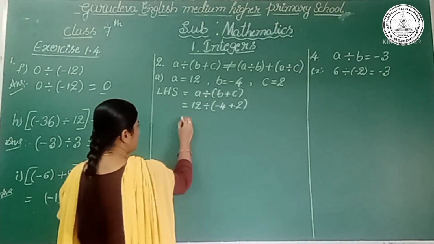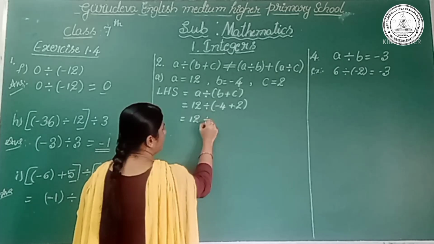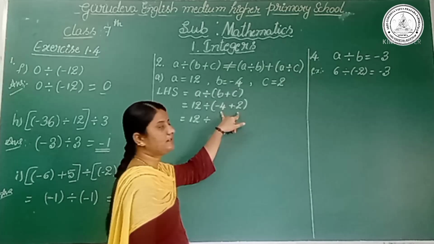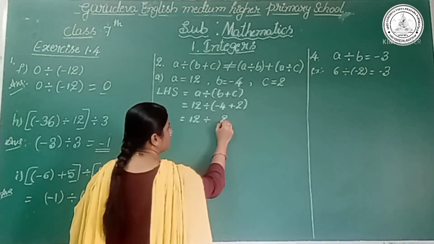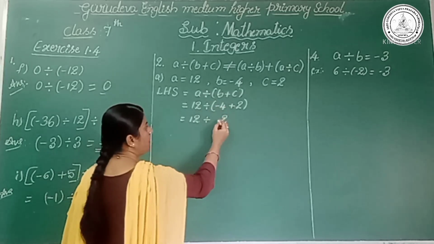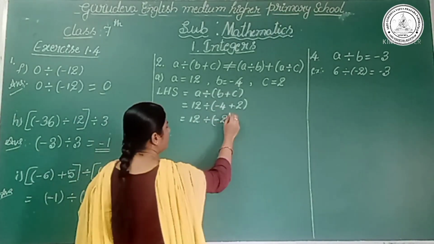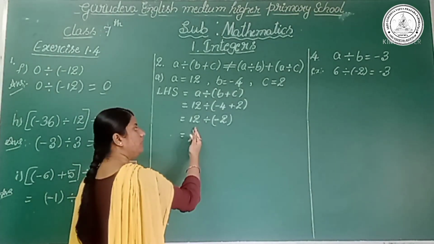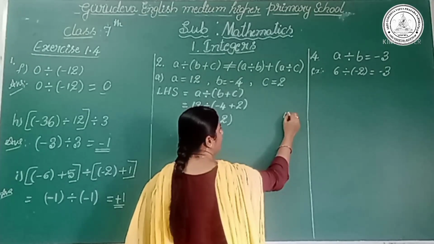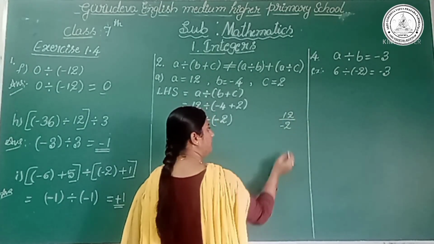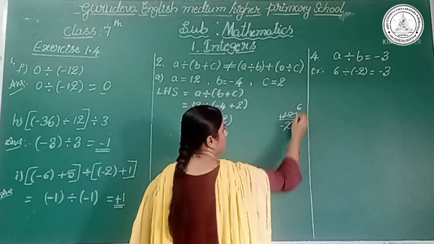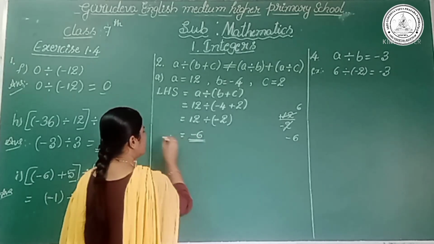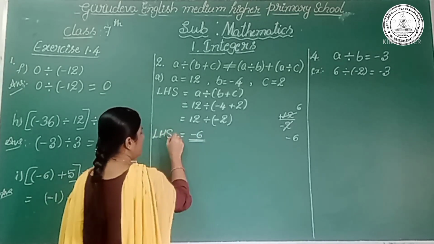First remove the bracket. So write the 12 as it is. 12 divided by minus 4 plus 2. So 4 and 2 have different signs. So subtract here. 4 minus 2 is 2, and 4 is the greater number. It has a minus sign. Okay. So now you divide: 2 how much are 12? So you may write and divide like this also. Otherwise you can write it in the form of a fraction and divide here. Okay. So 2 6s are 12, so plus divided by minus is minus 6. Right. So the LHS is equal to minus 6.